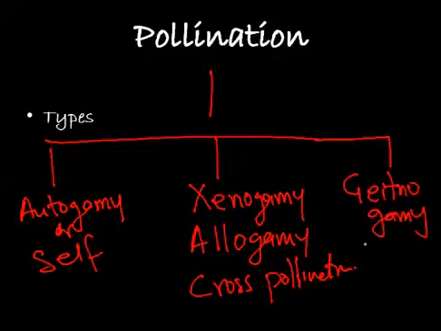Now I'll describe all three types of pollination in detail in the coming slides. So the first one is autogamy, that is self-pollination. The second is allogamy, xenogamy or cross-pollination, and the third one is geitonogamy. So we have three different modes of pollination.